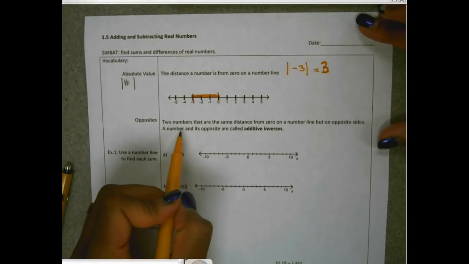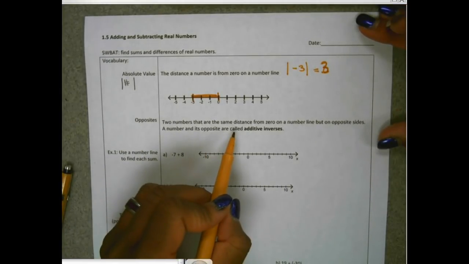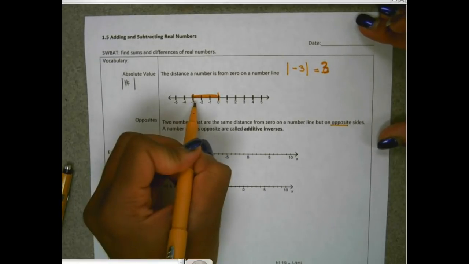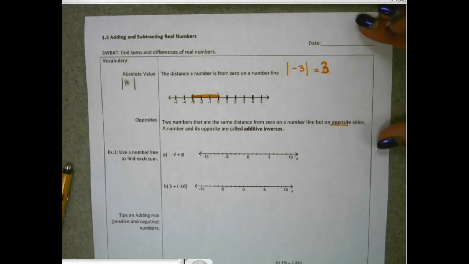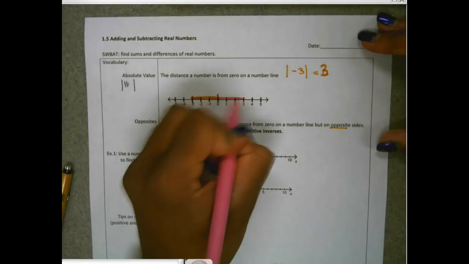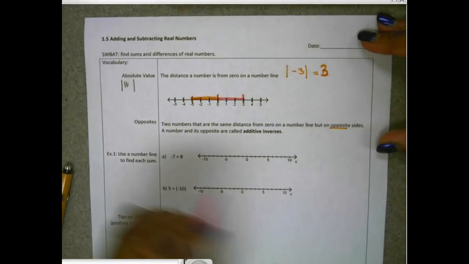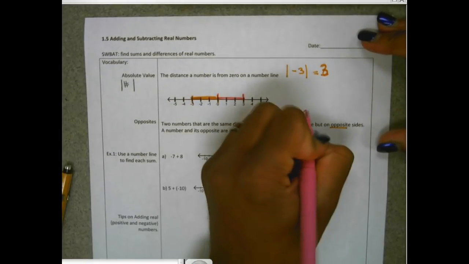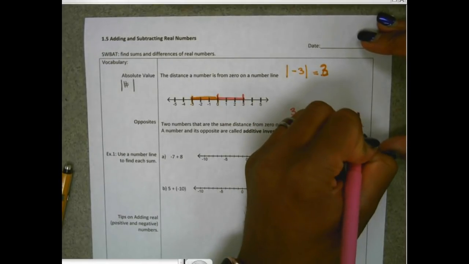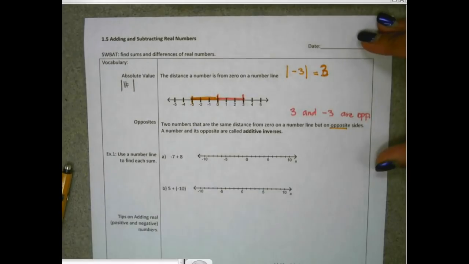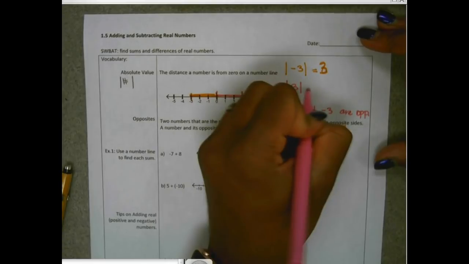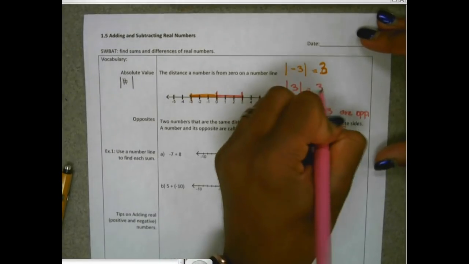Opposites are two numbers that are the same distance from 0 on a number line, but on opposite sides. So if this is -3, what's the opposite of -3? Well, what's the same distance away but on the opposite side? +3. So 3 and -3 are opposites. 3 and -3 are opposites. What's the absolute value of 3? Because it's 3 units away, it's also 3.